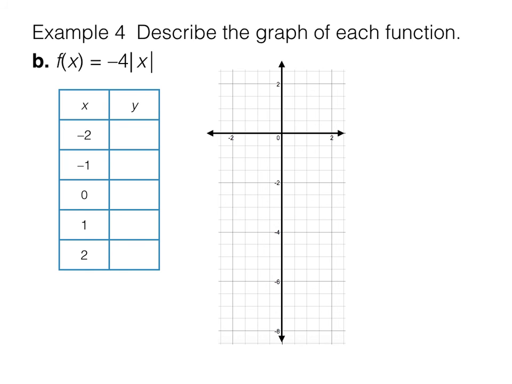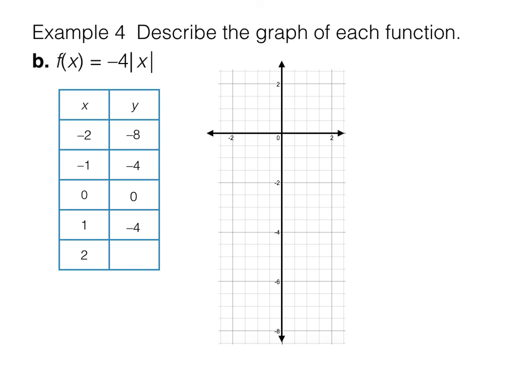So last one, f of x equals -4 times the absolute value of x. This is the first time I'm seeing a negative sign out in front of the absolute value. So we'll wonder what that does to our function. F of -2 equals -4 times the absolute value of -2. That's -4 times 2, which is -8. F of -1 is -4 times the absolute value of -1. That's -4 times 1, or -4.